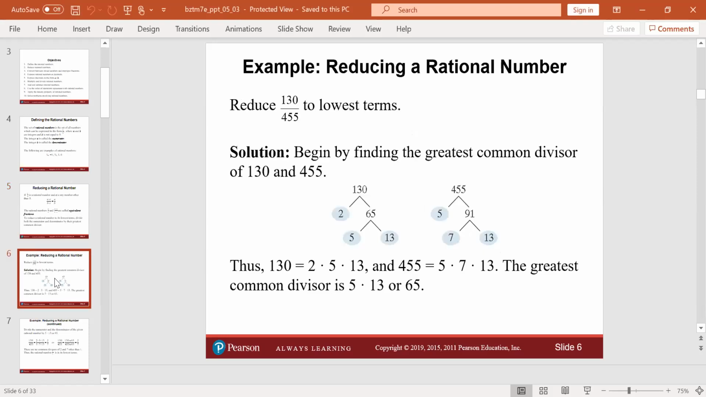So, there are some methods to reducing fractions. Let's try it out ourselves. What you can do to reduce a fraction is write out the prime factorization. So, let's say you have 130 over 455, and this is important. 130 over 455. And we want to reduce that. There's a couple methods you can do to reduce it.